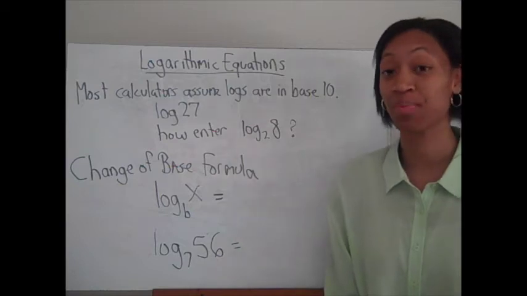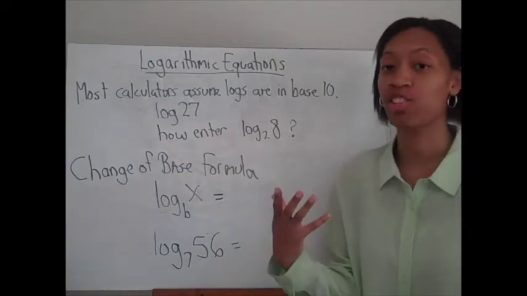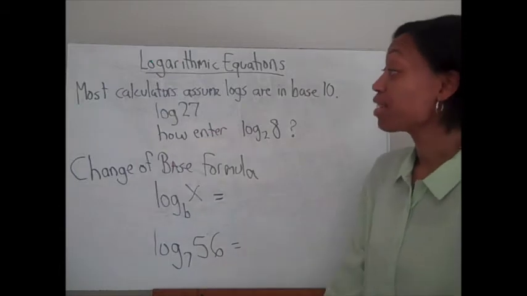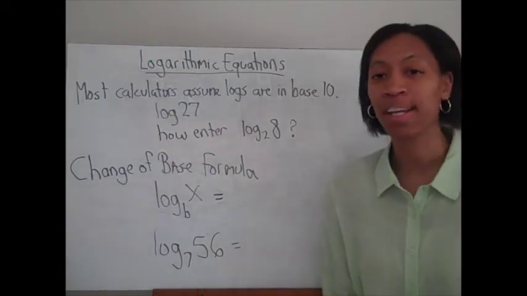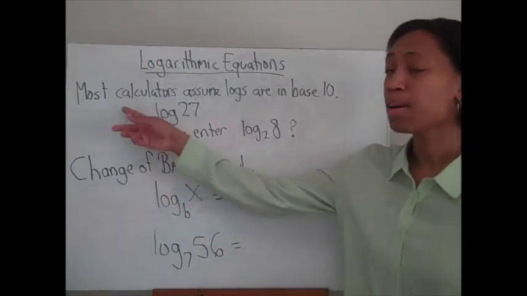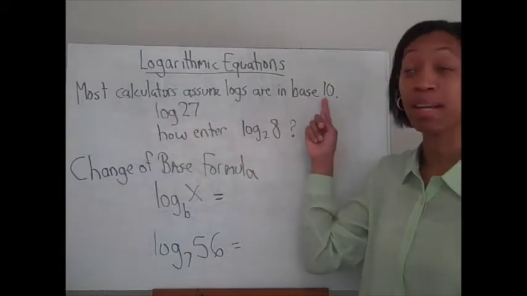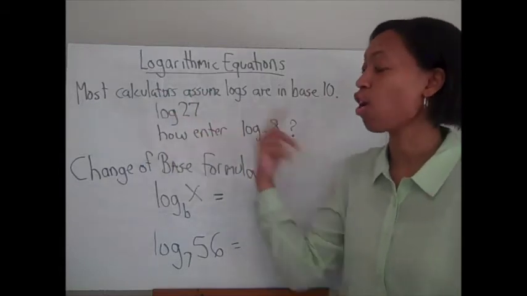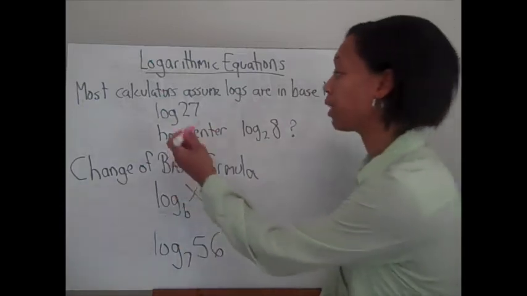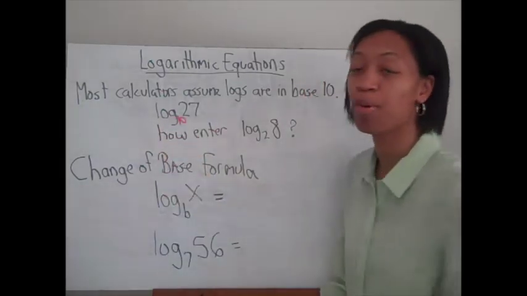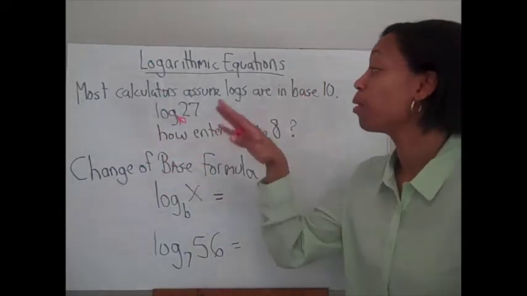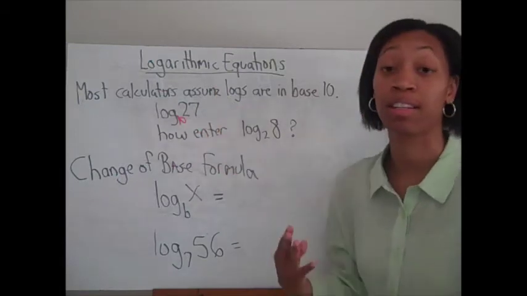Alright, so in this next lesson we're talking about solving equations with logarithmic functions. Now again, when you see those logs, most calculators assume that they are in base 10. So if you see something like log 27, you need to remember that that's base 10. And you can put that right in your calculator, no problem, log 27, and you can get a decimal.